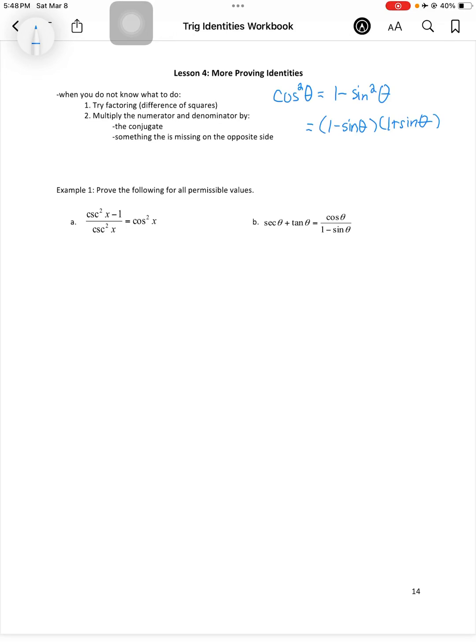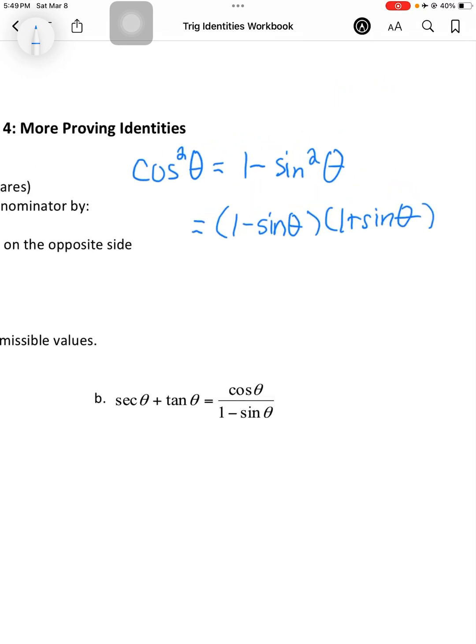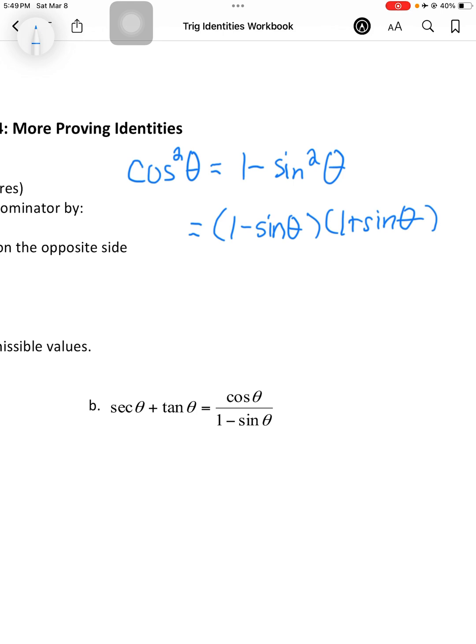Everyone, so today we're going to be doing lesson 4 of trig identities. This is going to be focusing on difference of squares with factoring and also conjugating. Before we start doing the examples, I just want to recall one of the equations we are going to be working with throughout this unit. It's going to be cos squared theta is equal to 1 minus sine squared theta.